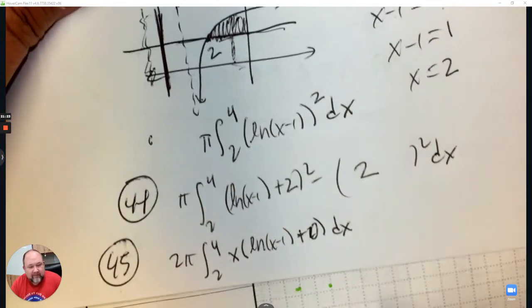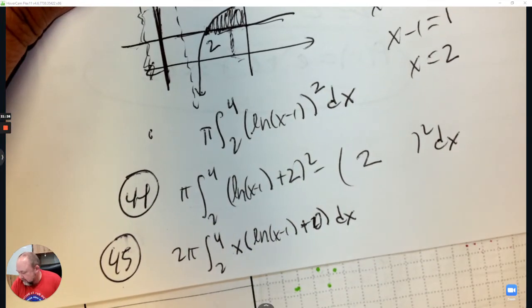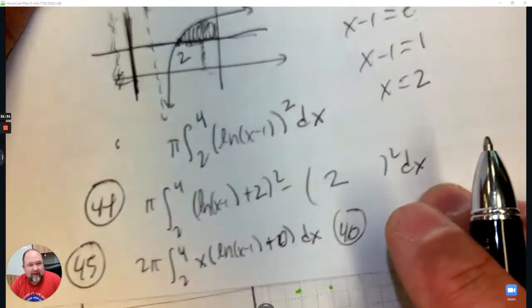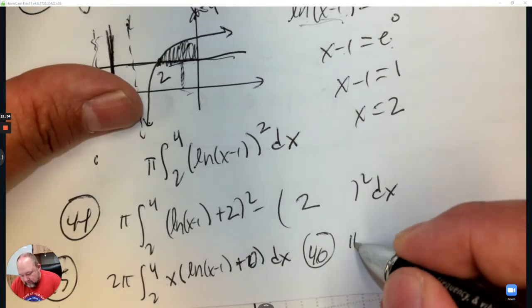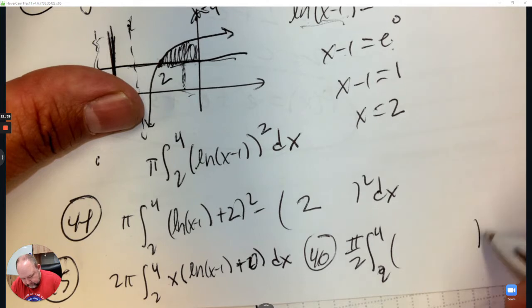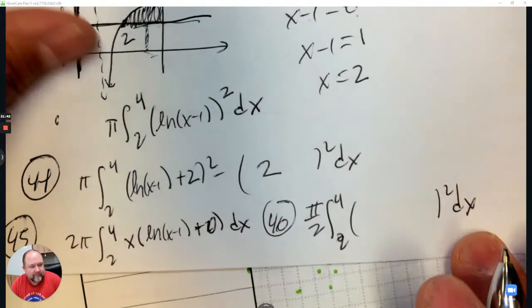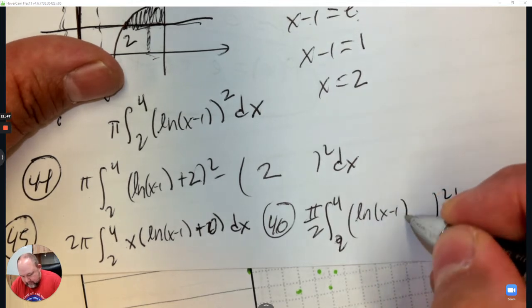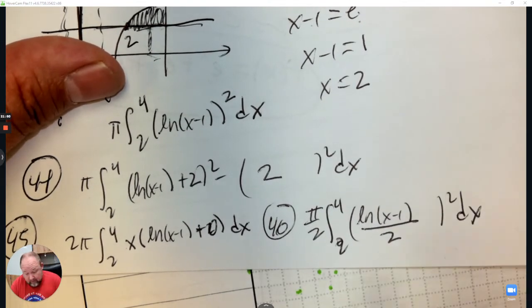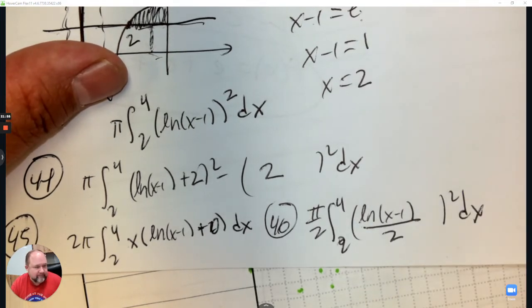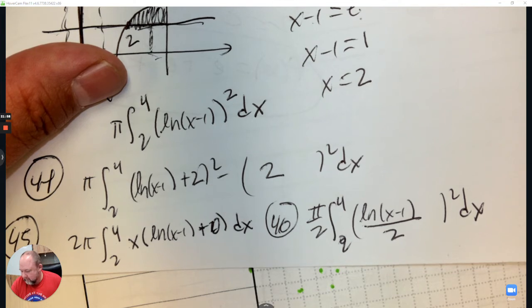All right, one more. That was the new one. 46. Semicircle cross sections, perpendicular to the x. So a semicircle, we divide by 2. And then when I go top subtract bottom, which is ln x minus 1, I have to divide it by 2 for the radius. So ln x minus 1 is the diameter, divide by 2 for the radius, and there's your setup. Good question. 47. We're almost there.